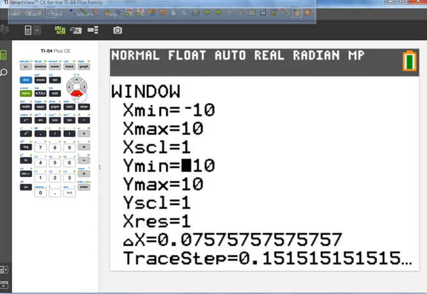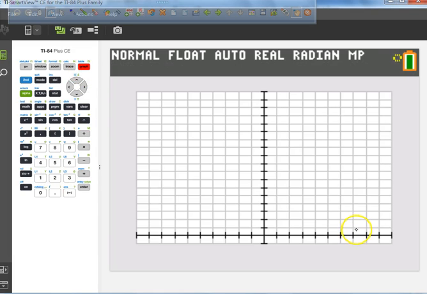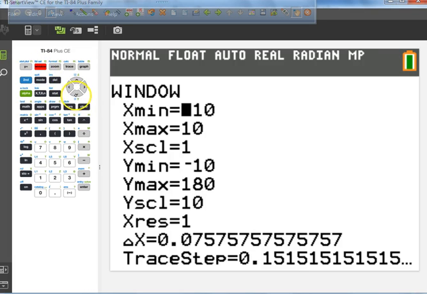Let's go to the Y maximum at, let's just say, 180. And let's count up by tens. Okay? Now hit graph. If I wanted to see a little bit more of this, everybody, what I can do is go to the window. Let's go down to where we are at, say, maybe a negative 180.